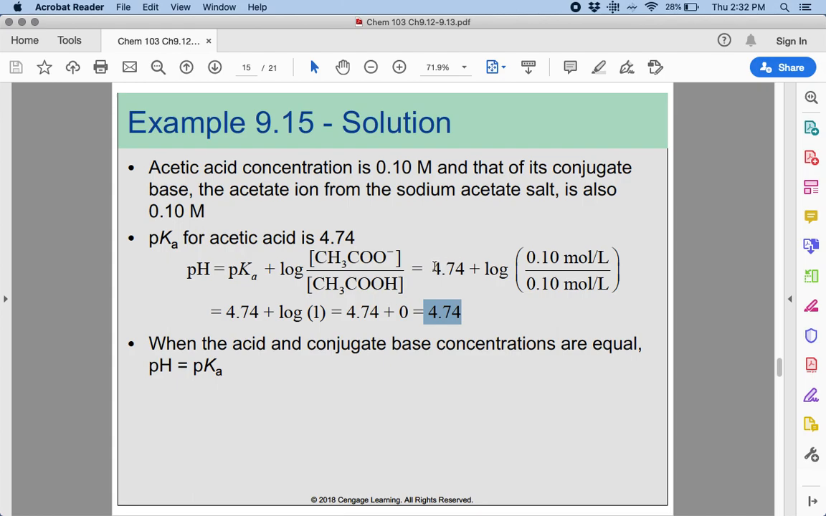And this is why, because this is the pKa value. If we have equal amounts of our acid and equal amounts of our base, that means that this number would always end up equaling 1, and the log of 1 is always 0. So it will always only equal the pKa.